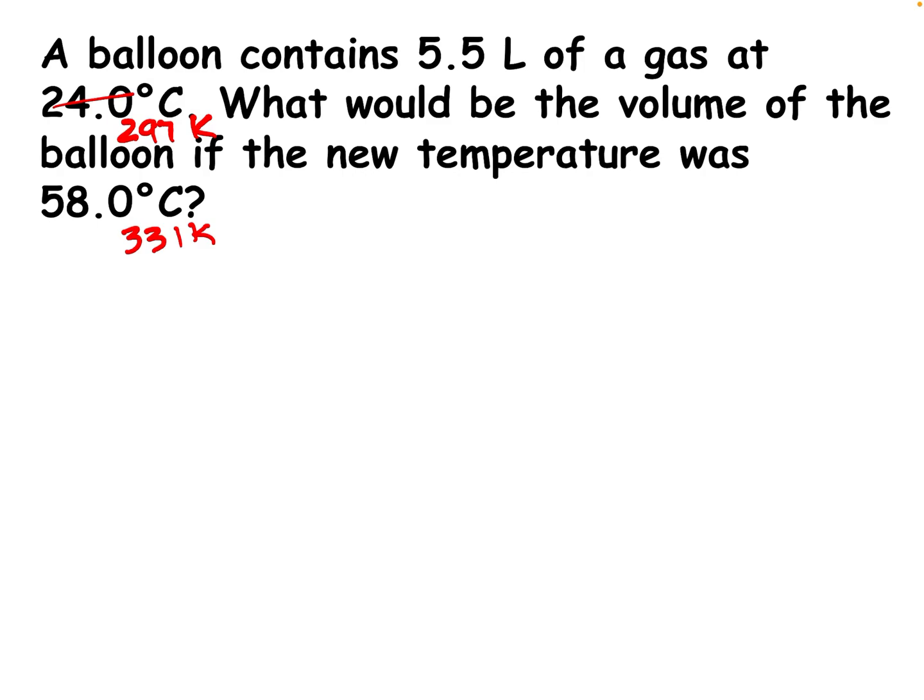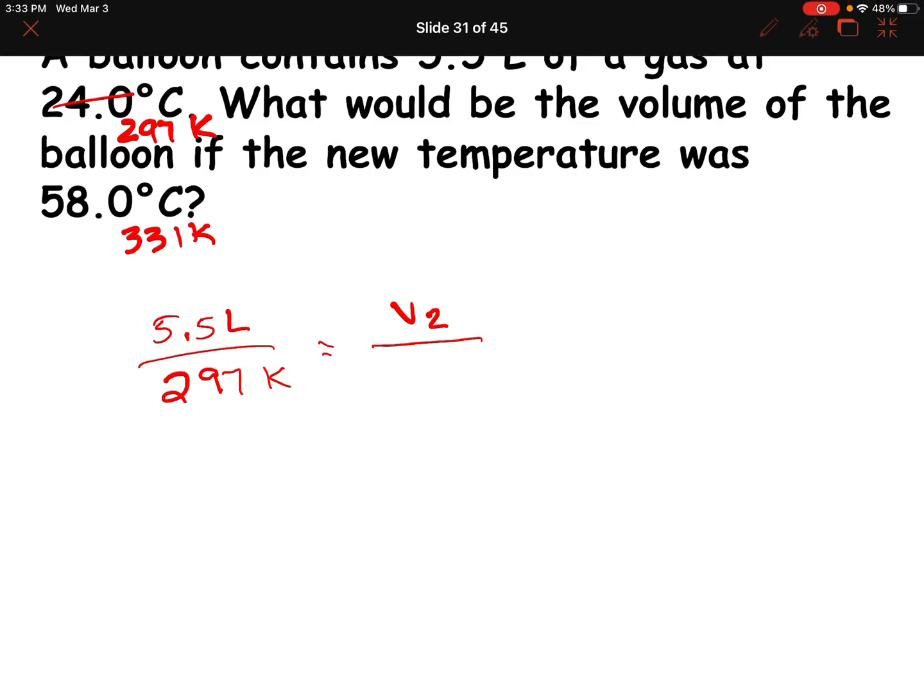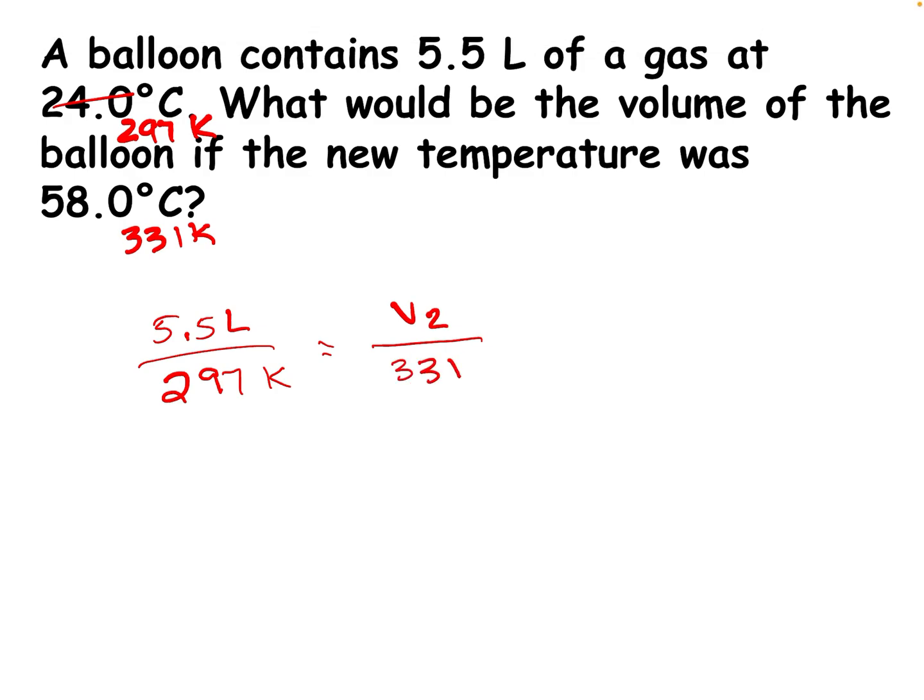So, volume 1, 5.5 liters. Temperature 1, 297 Kelvin. Volume 2, it's what I don't know. And temperature 2, 331 Kelvin. So if you look, my temperature has gone up, so I am expecting my volume to also go up. So 5.5 times 331 gives me 1820.5 equals 297 times V2.